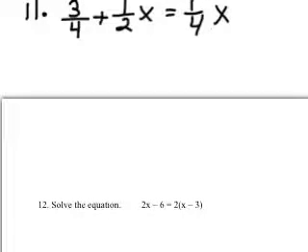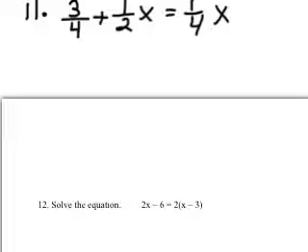Number 11. Solve this problem. 3/4 plus 1/2 x equals 1/4 x. Okay, so now we could solve this with fractions. We would change that 1/2 into fourths, 2/4, and add, and then do whatever we need to do there. We can do it that way.